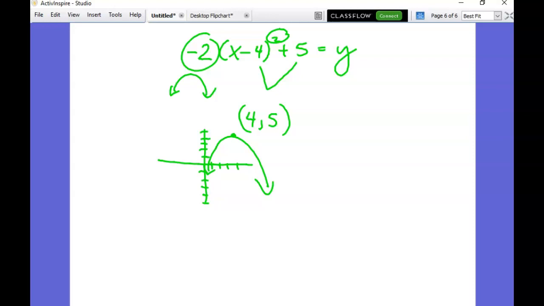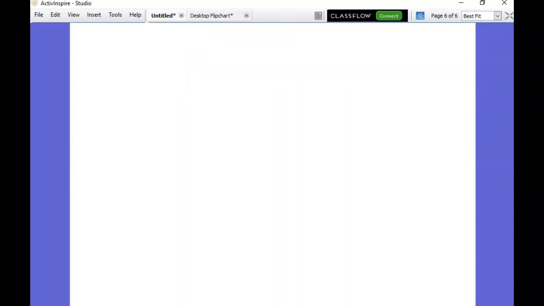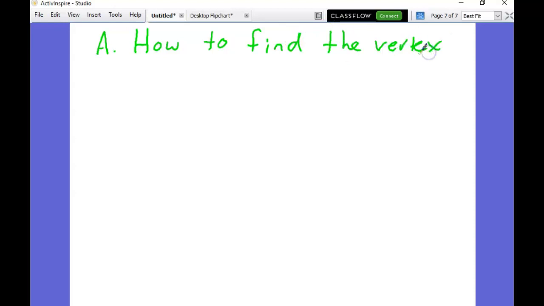so when it's in vertex form, it's kind of easy to find the vertex. The problem is when you're looking at a quadratic that's in standard form, getting your vertex is a little weird. It's not just there to look at anymore, so you got to find your vertex. So here we go. I'm going to give you guys some notes first, and then we're going to actually do it. So part A, how to find the vertex in standard form.